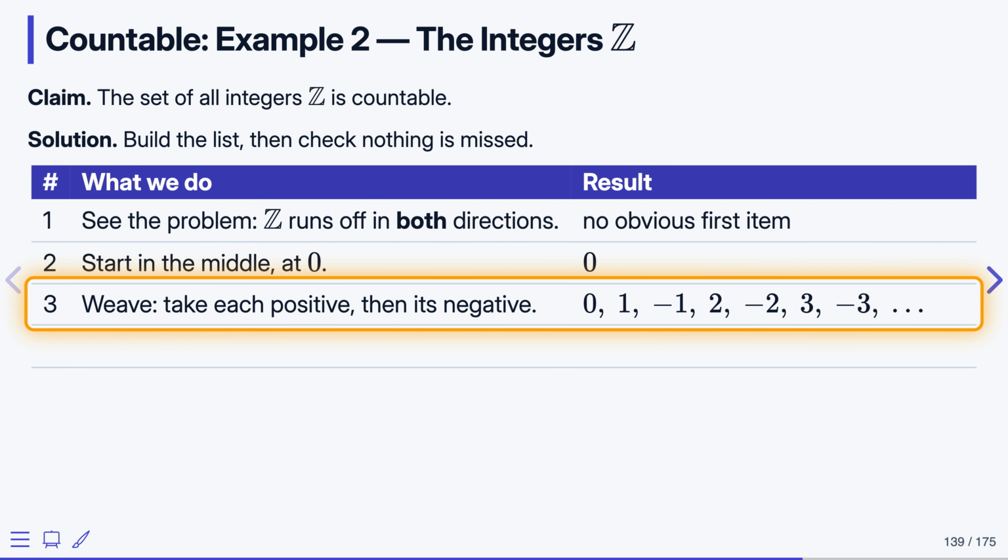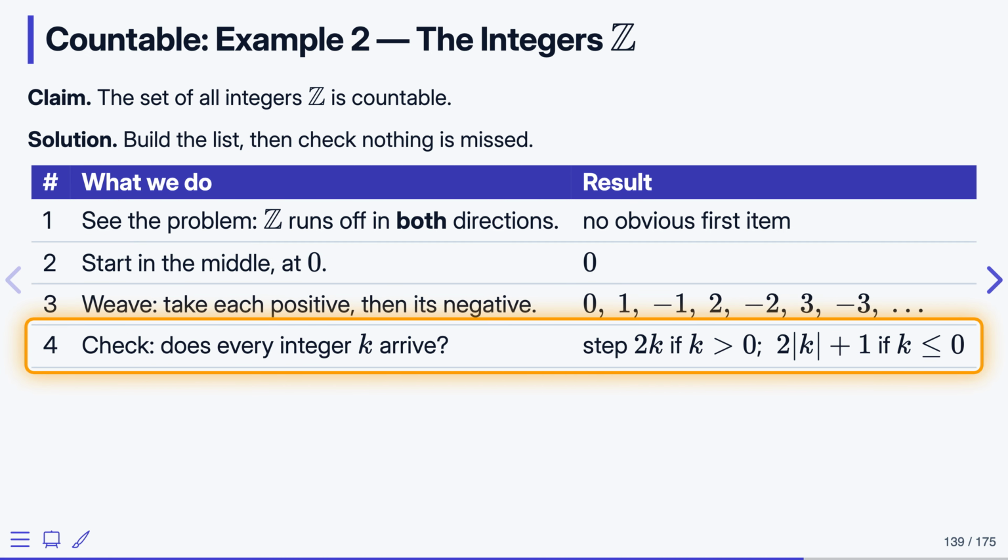Step 3. Now weave. Take 1, then minus 1, then 2, then minus 2, then 3, then minus 3, and keep going. Step 4. Check the list is complete. Take any integer k. Does it ever arrive? Yes, and we can say exactly when.